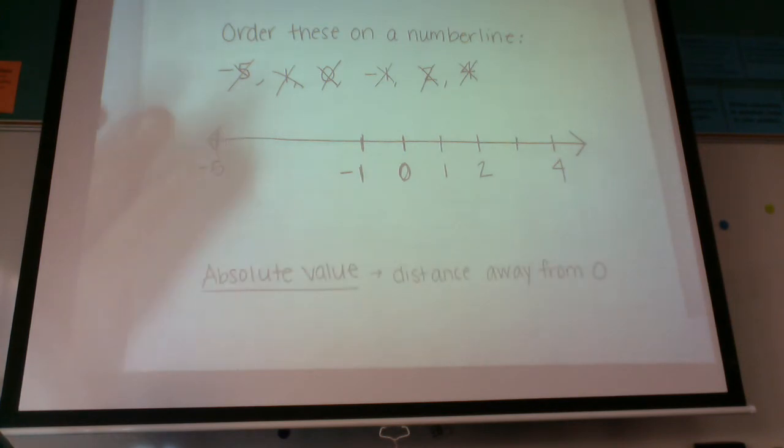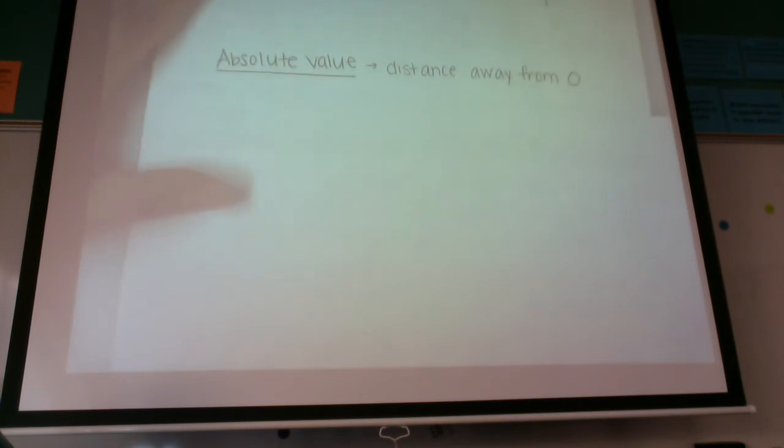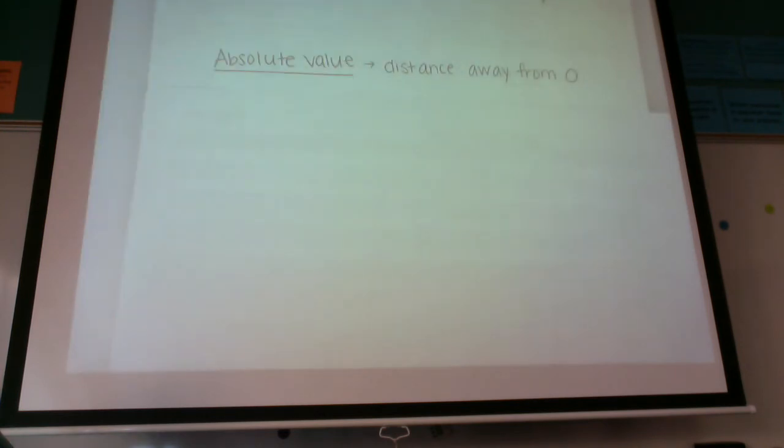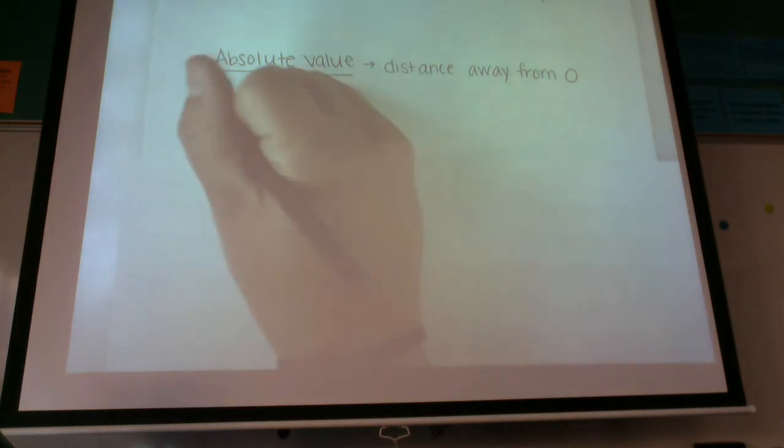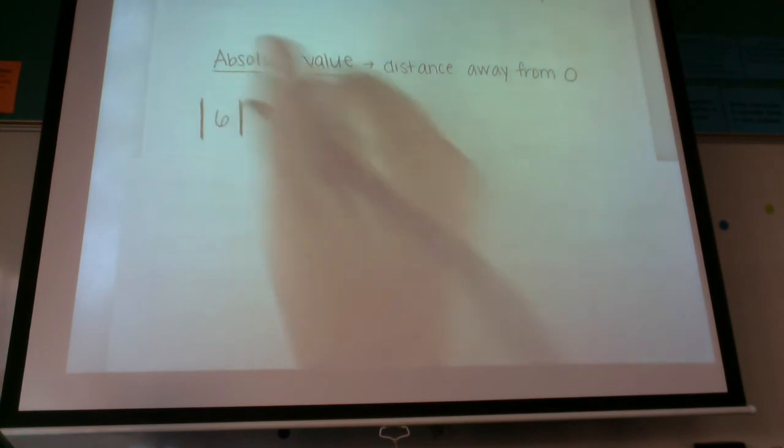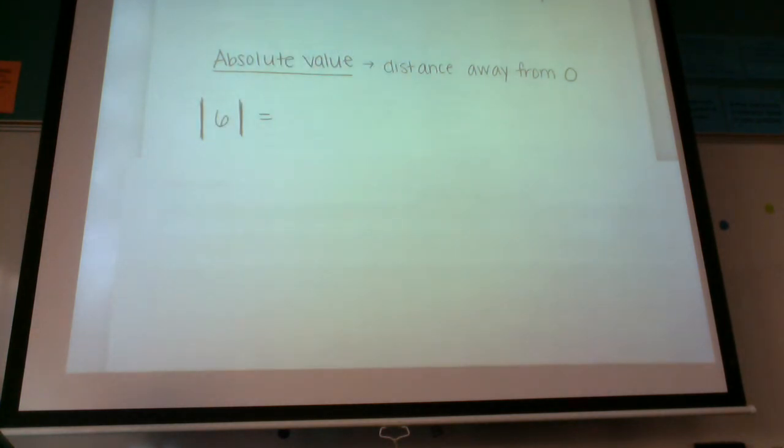Another new term for you is going to be absolute value. Now, absolute value just means that we're going to look at the distance a number is away from 0. Okay? So if we think about a number line, regardless of positive negatives, how far is it away from 0? So if we think about 6, and these 2 bars here, those just mean absolute value. If we think about that number 6, how many spots away from 0 is it?